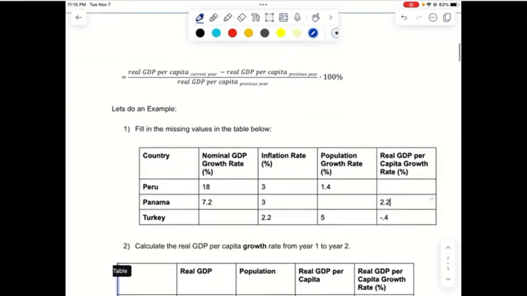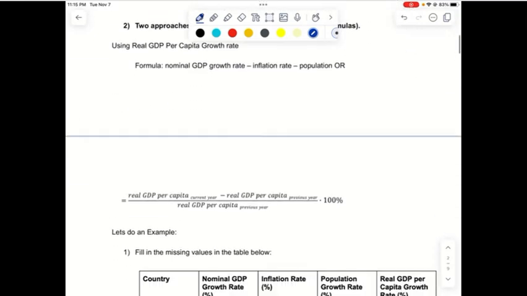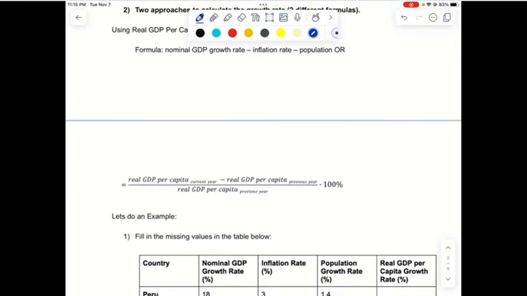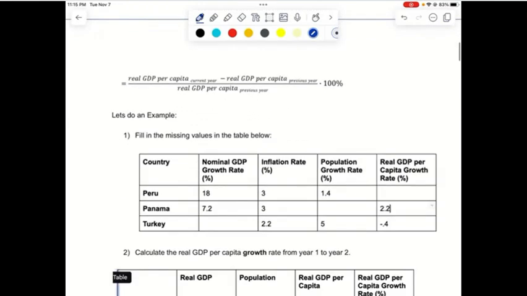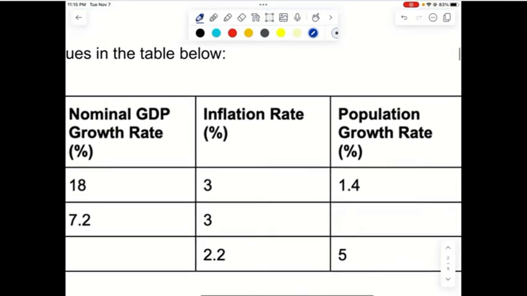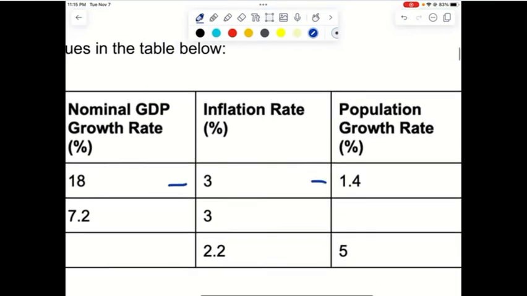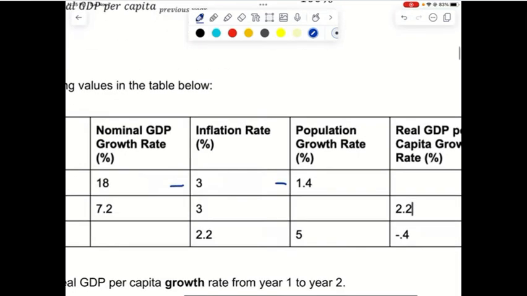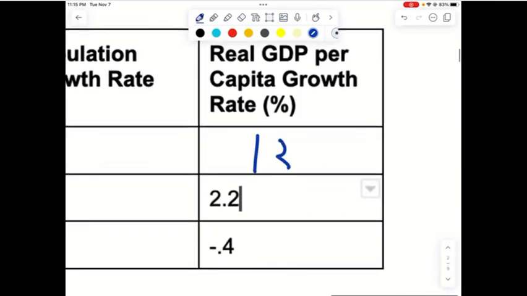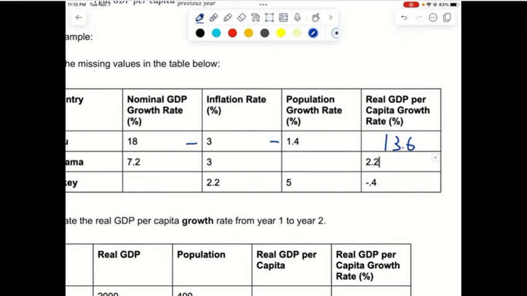So let's do an example. In this case, we can tell we're going to be doing the first one, given nominal GDP, inflation, and population, but not the years. To find it, we know that we need to subtract inflation rate and population from nominal. So 18 minus 3 minus 1.4 is going to equal 13.6. Pretty simple. The next one is a little bit more complicated, but still pretty simple.